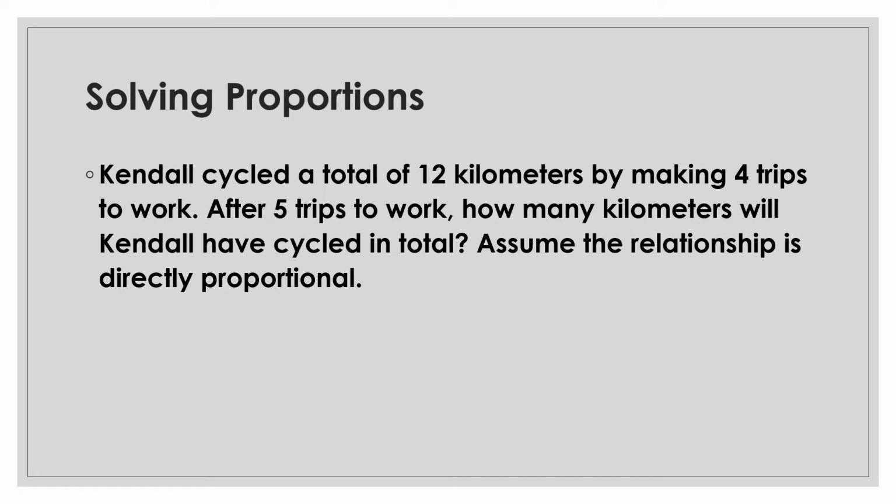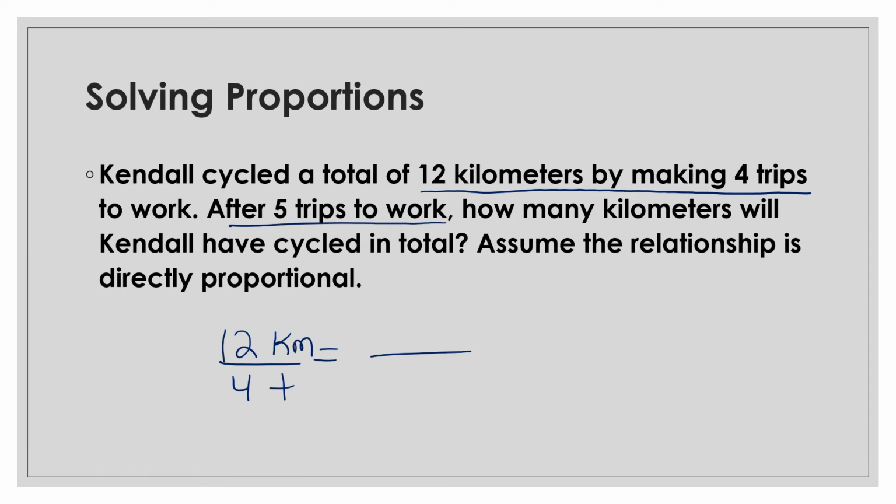Kendall cycled a total of 12 kilometers by making 4 trips to work. After 5 trips to work, how many kilometers will Kendall have cycled in total? So we're going to set up our proportion, and we can see that she had cycled 12 kilometers in 4 trips. So 12 kilometers in 4 trips. And we want to know after 5 trips, how many kilometers. So we're solving for X number of kilometers in 5 trips.